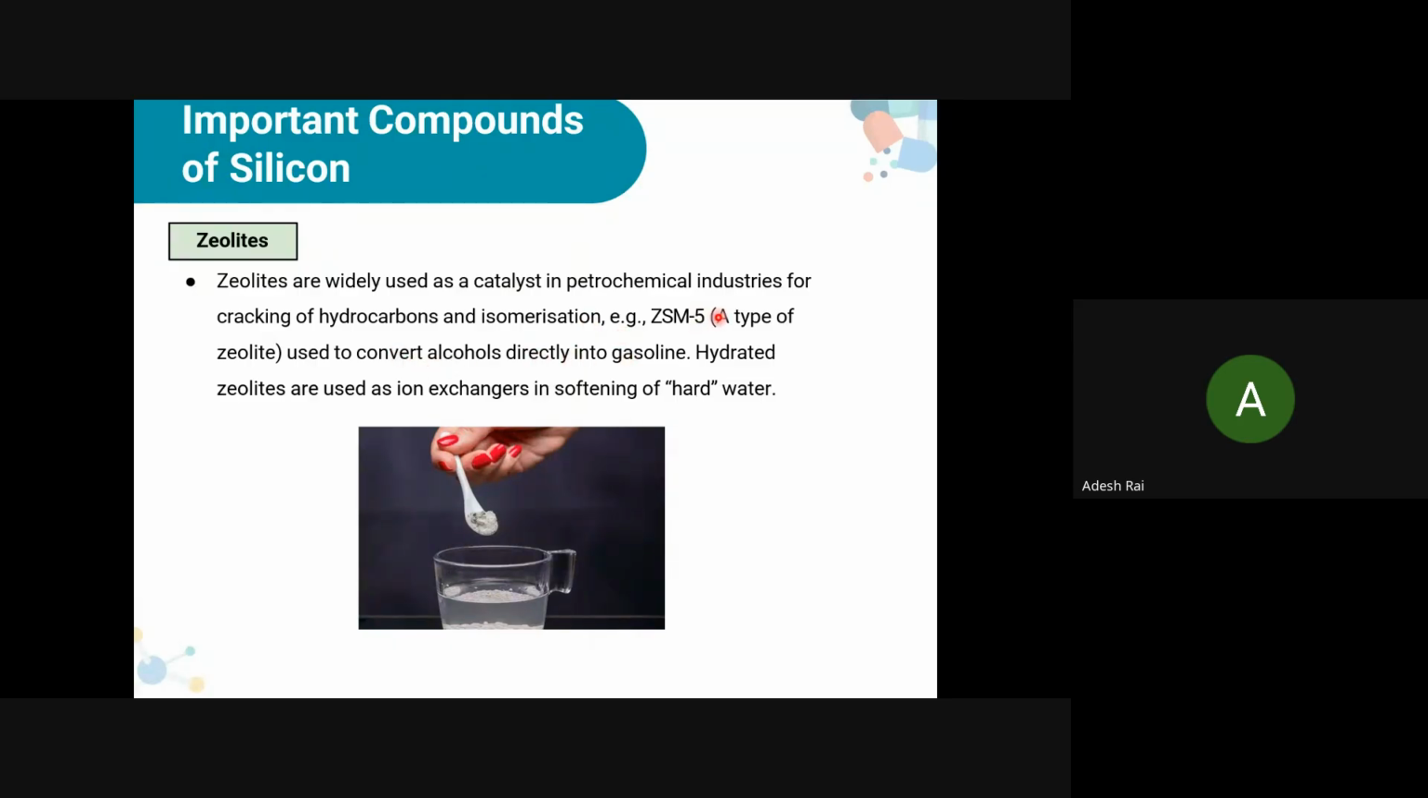Example, ZSM5, a type of zeolite only. It is used to convert alcohols directly into gasoline. Do you know what gasoline is? Petrol. Petrol only.